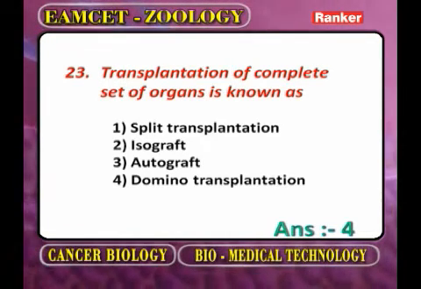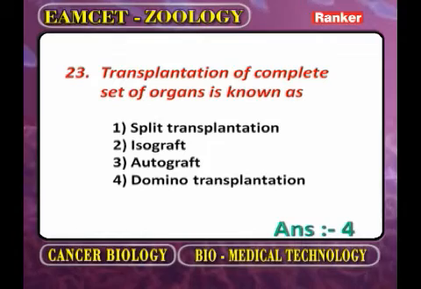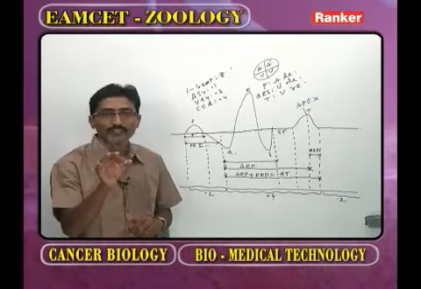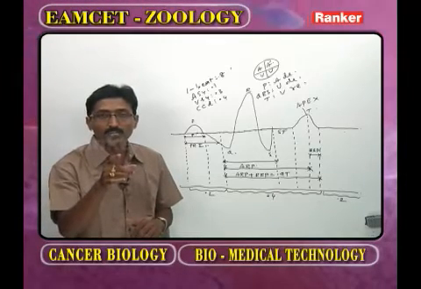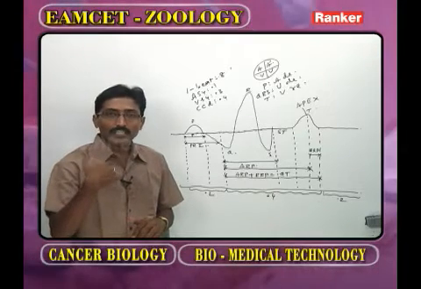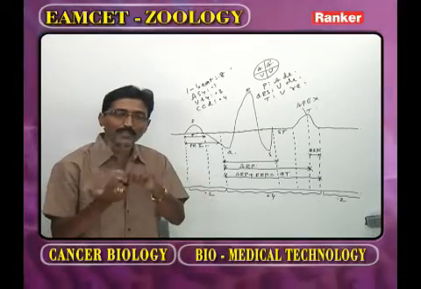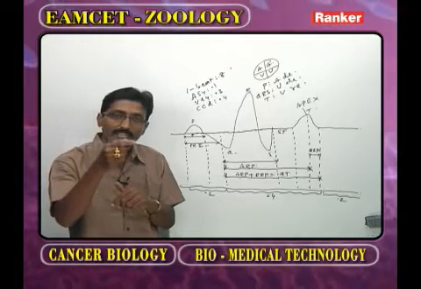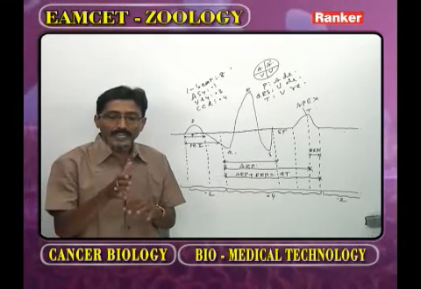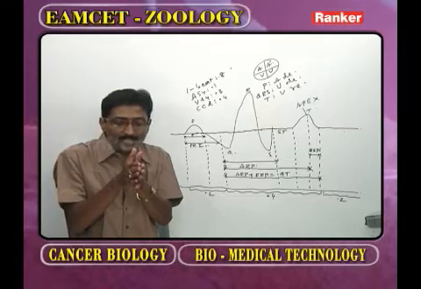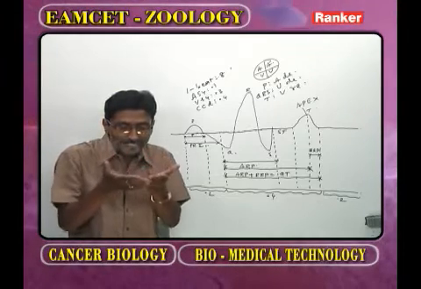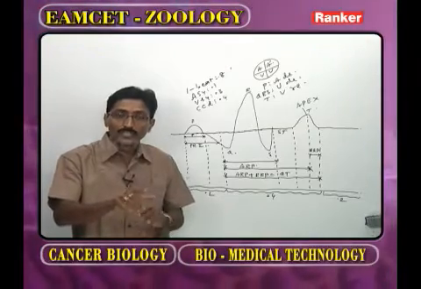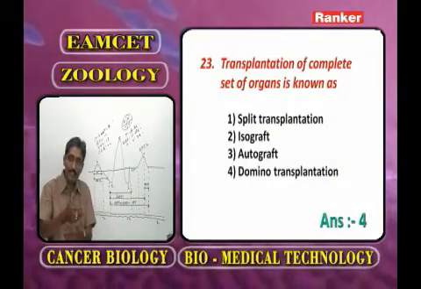Now already we discussed, that is isograft, transplantation between genetically identical individuals, generally with reference to twins. What about the autograft? In one person's body, transplantation from one place to another place. Allograft, same species but genetically not identical. And split transplantation, one organ is divided and given to two persons. But here, domino, the organ is completely replaced by another new one.